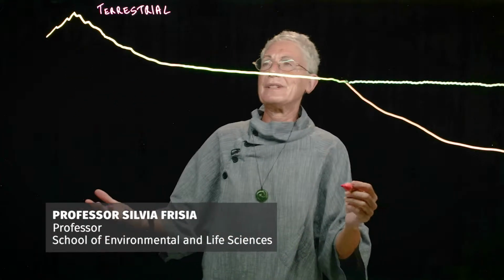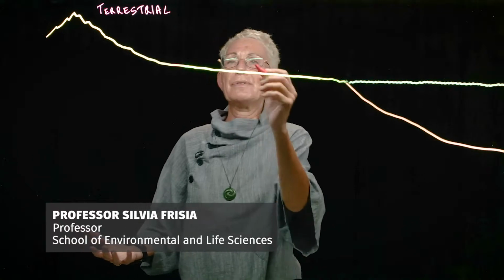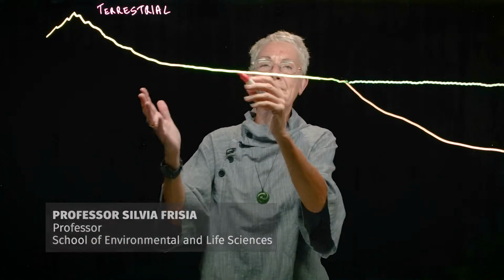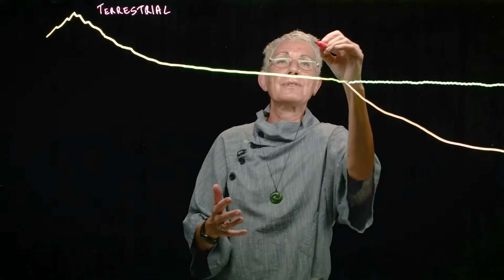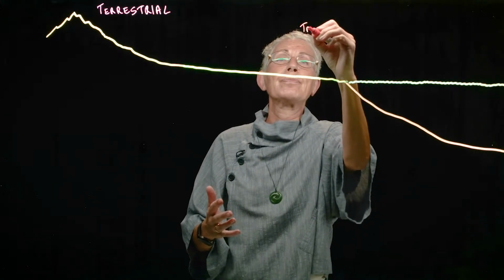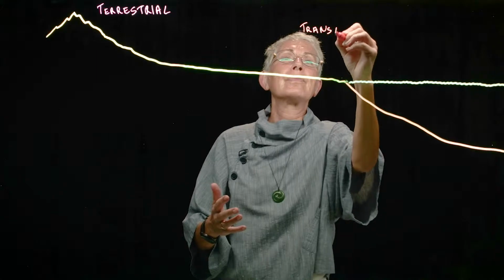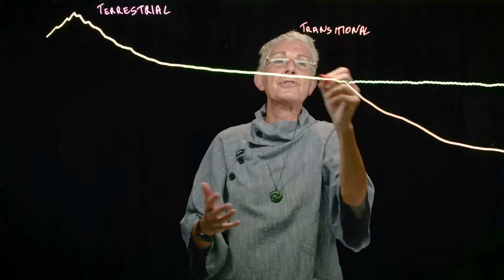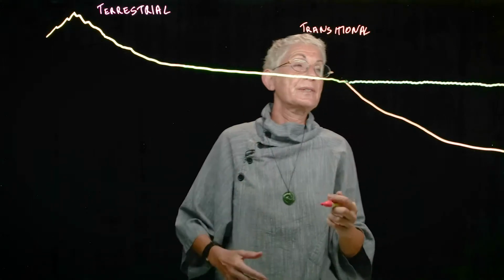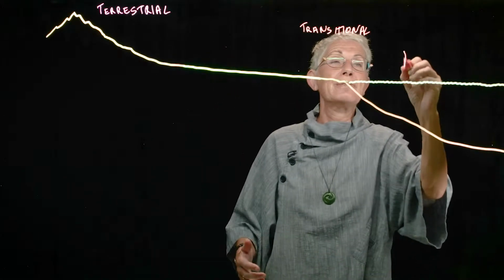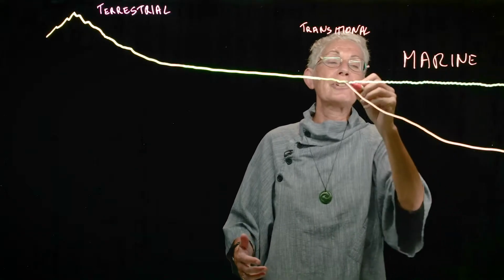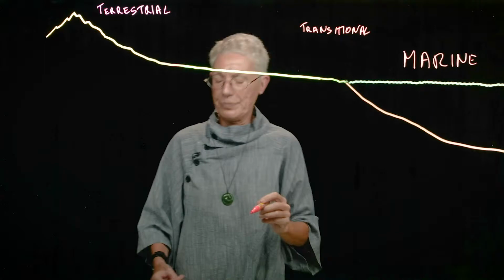What sedimentary environments do we have? We have terrestrial, and then at a certain point we start reaching the sea, and so we have transitional. And these will be your beaches, deltas, estuaries, and then we have fully marine. And marine will be shallow and deep.